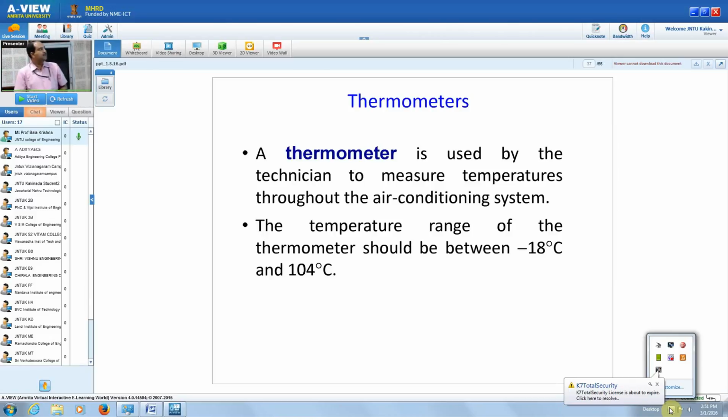Thermometer is used by the technician to measure the temperature throughout the air conditioning system. The temperature range of the thermometer should be between minus 18 degrees centigrade and 104 degrees centigrade. Next.